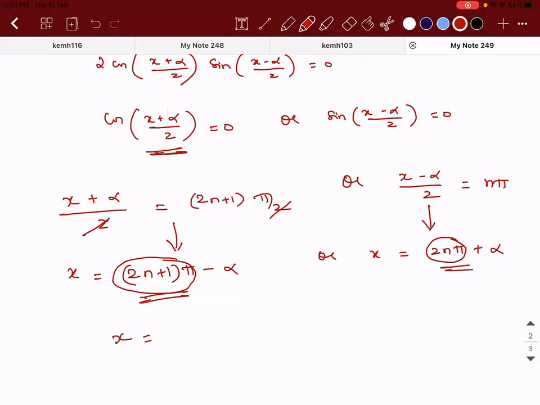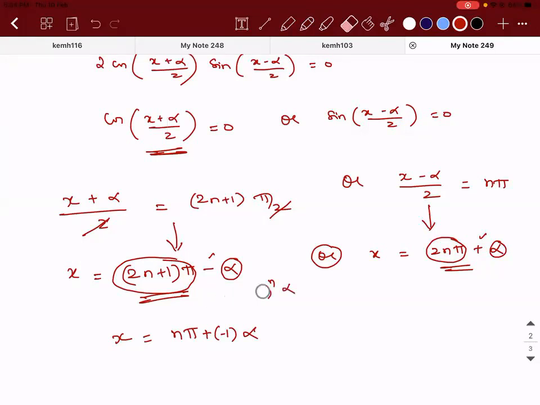Since you said or means union, I will combine both as n pi. Then I see here I have minus alpha, here I have plus alpha. So alpha is here, I'll put a plus sign here. Since I have a plus and minus, what I'm going to do is use minus 1 power n. Can I write this as n pi plus minus 1 power n into alpha?